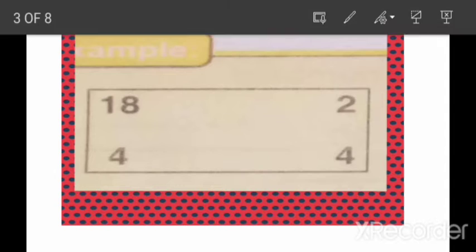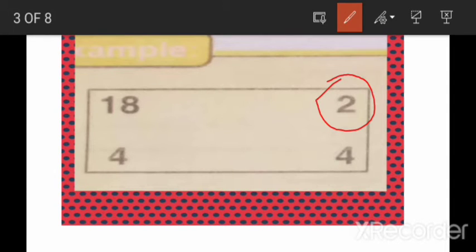Now, assuming 2 was not given to us, how do we get our 2? It's simply 4 times this 4. Then we now have to subtract, so we have 18 minus 16. Now let's go to our board for explanation.